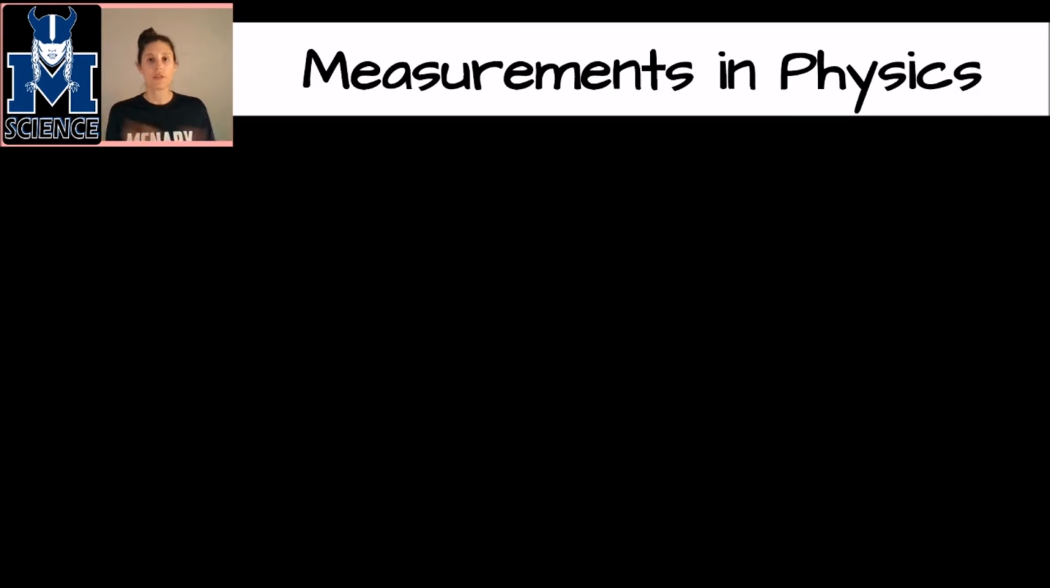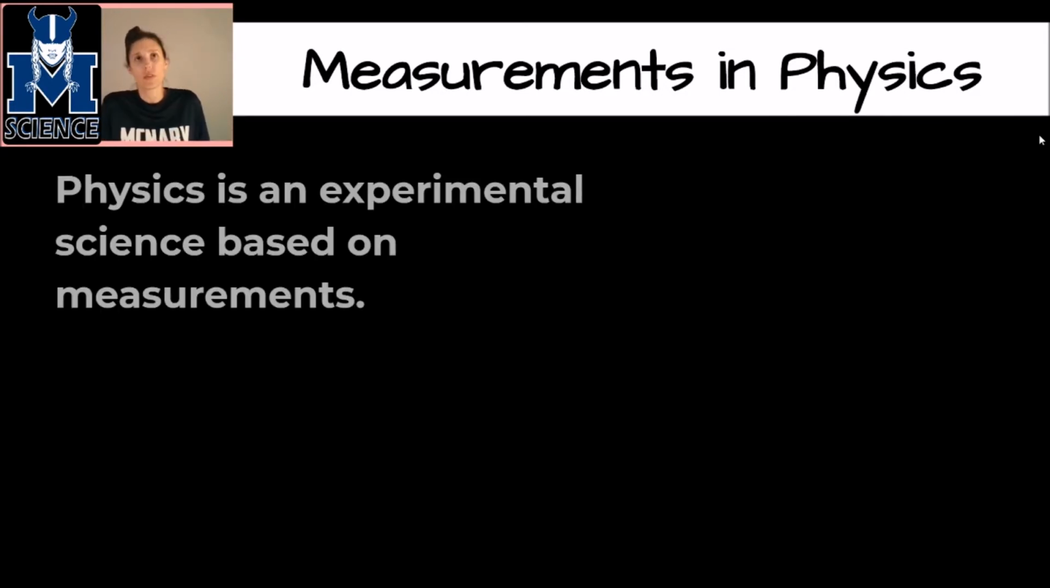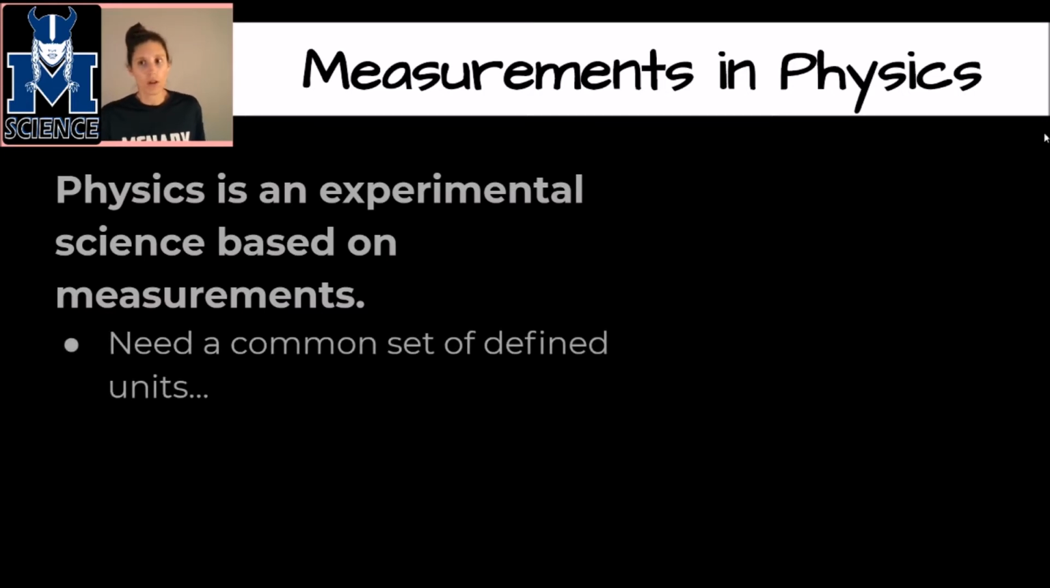Welcome back. In this video, we're going to be talking about measurements. When the scientific revolution happened, basically there was a need for a common set of measurements. Okay, and physics is an experimental science, so you're doing a lot of measurements. So having this common set of defined units is important.